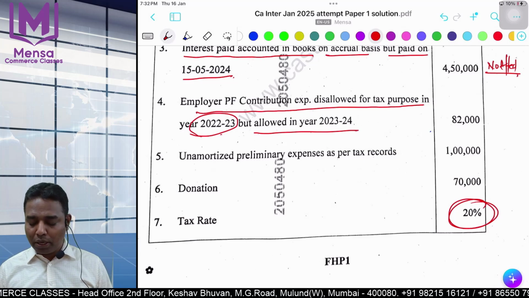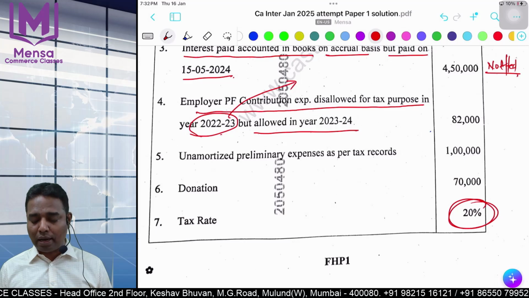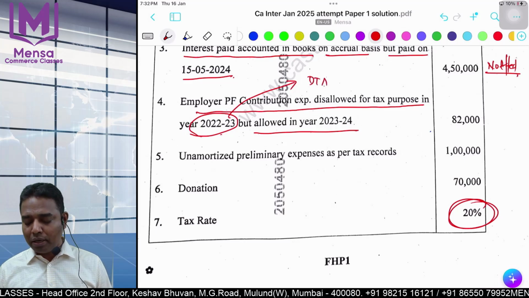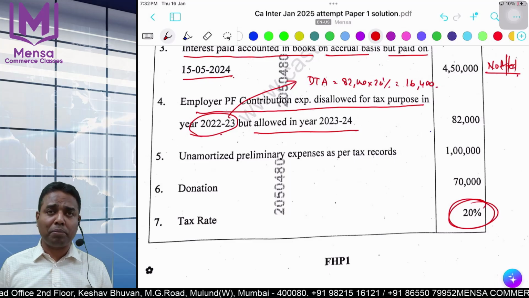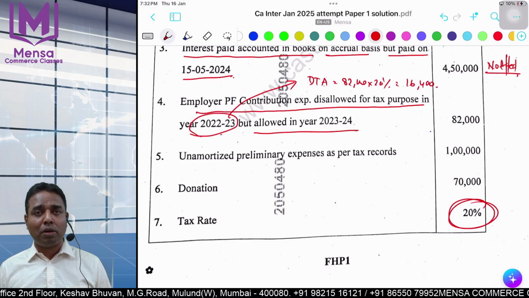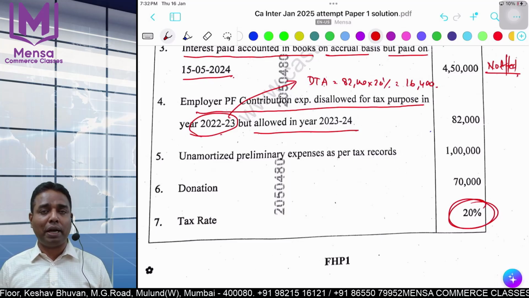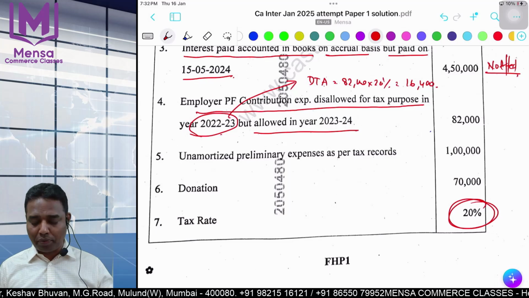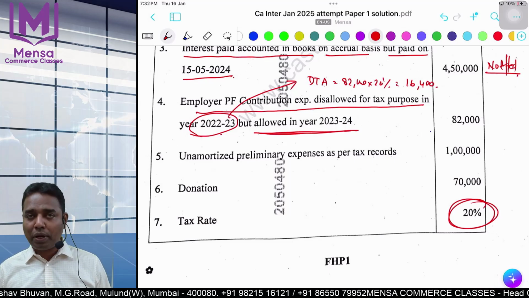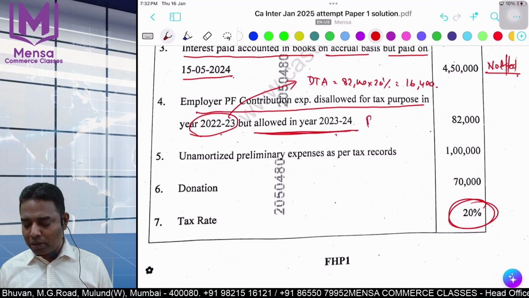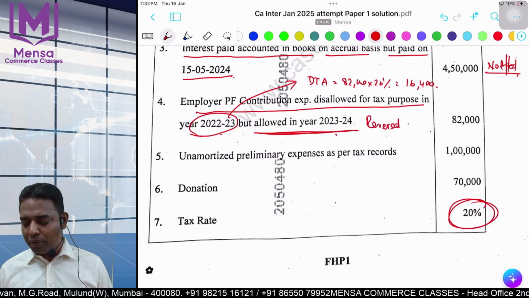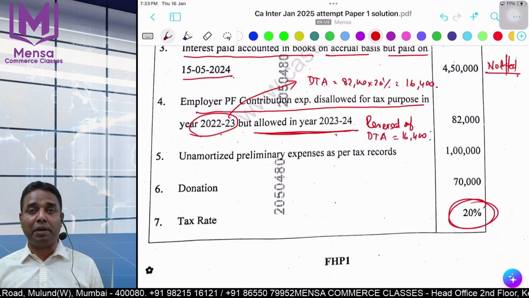So very obviously in 22-23, when it was disallowed, the company would have created a DTA on 82,000 at 20%, that is 16,400 DTA would have been created. Correct, no? Because that expense was not allowed by the income tax department, but you had taken the deduction in your books of accounts. Now in 23-24, it is allowed by the tax department, so it will become a case of reversal of this DTA. For how many rupees? 16,400.